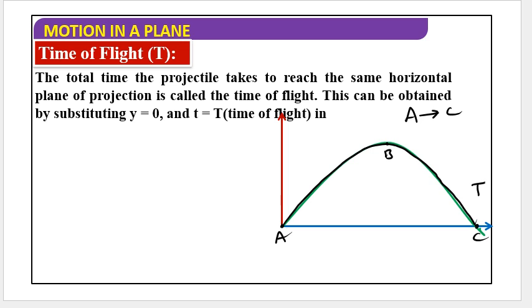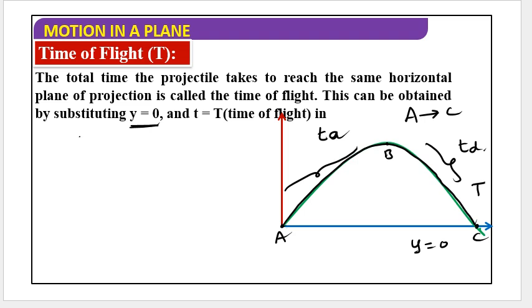Simply, time of flight is nothing but the time for which the projectile remains in air. Already we know very well, from A to B is the time of ascent and from B to C is the time of descent. But use the equation of motion to prove the time of flight. When the projectile reaches from A to C, what is the y coordinate value? The y coordinate value is 0. So when the y coordinate value is 0, how much time does it take? That is the time of flight.